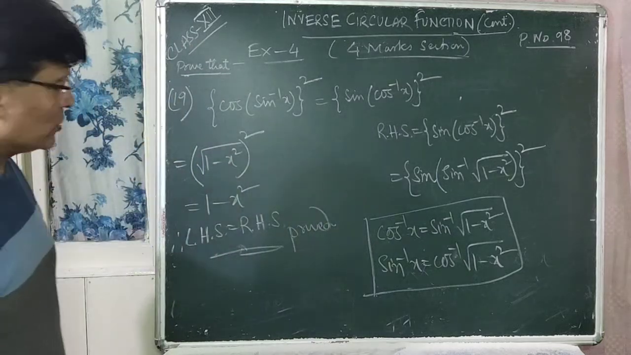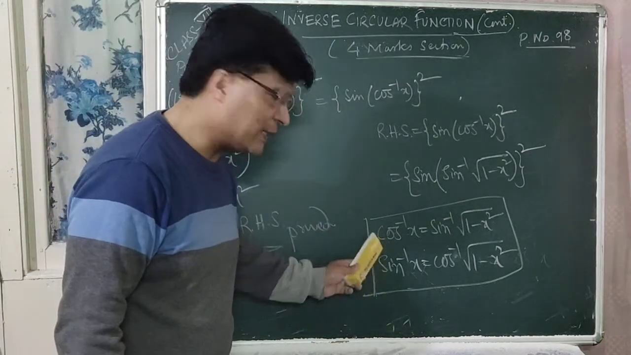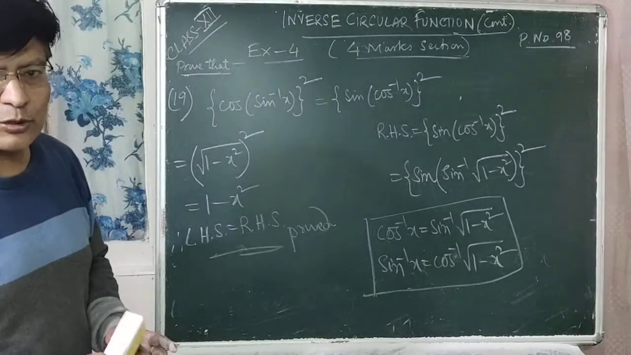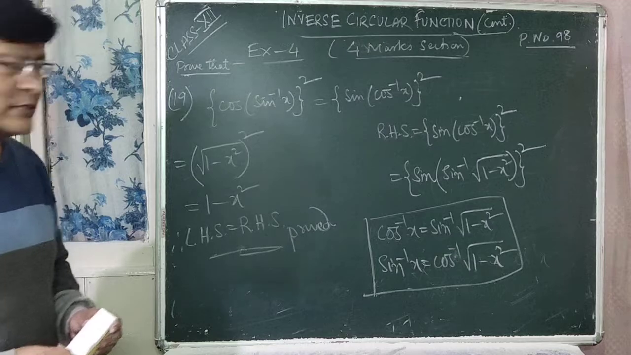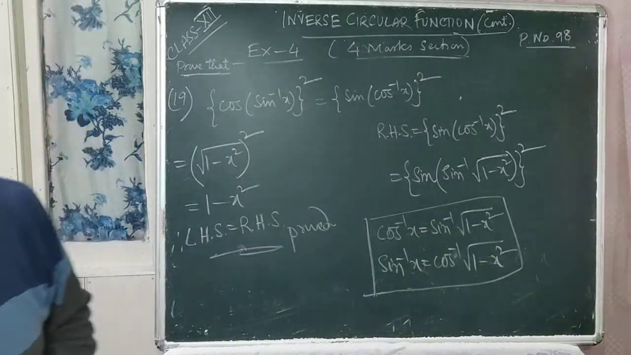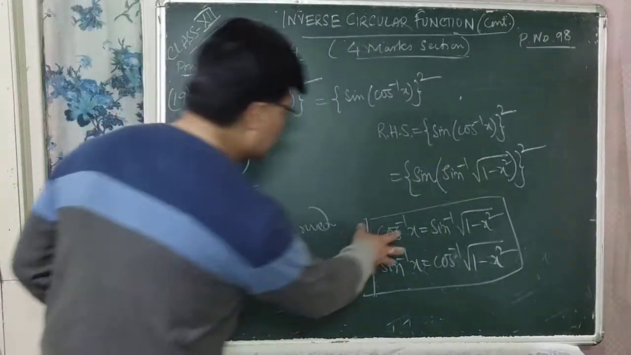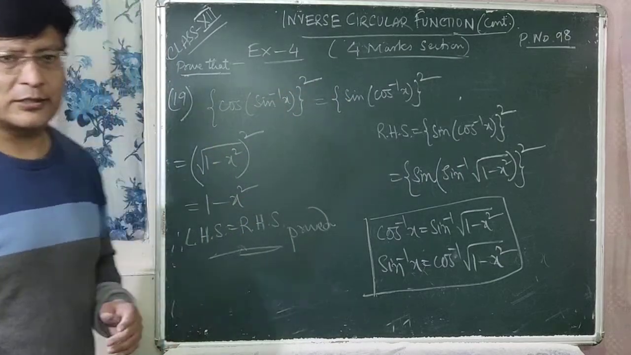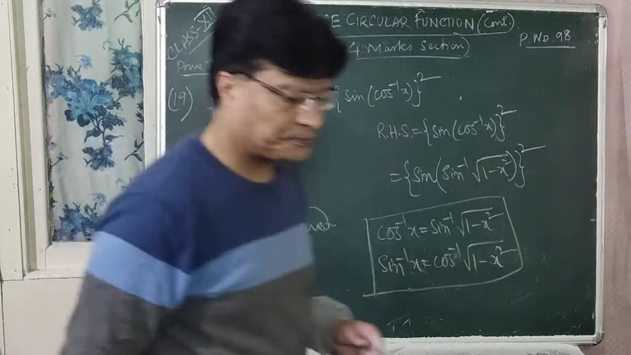You have understood? So as a formula you can write it. That is cos inverse x is equal to sin inverse root over 1 minus x square, and sin inverse x is equal to cos inverse root over 1 minus x square. So this formula is used to prove this result. That is LHS is equal to RHS. Now we'll do the next question.